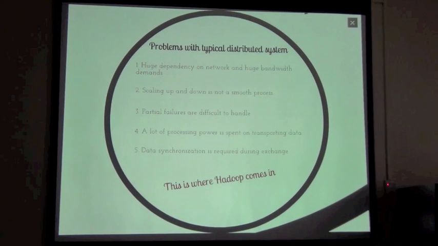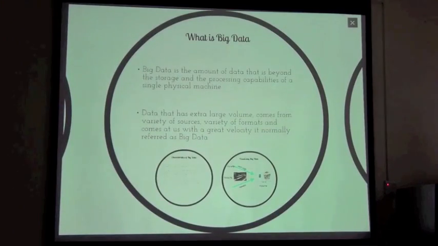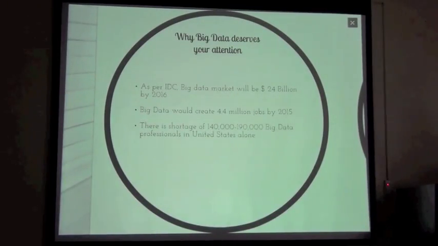We talk about what is big data. We talk about what you can do with it. You talk about distributed computing, which was there, and then you talk about the problems with it. So far what we've covered is the typical distributed system. We covered what is big data. We've covered why it needs your attention.